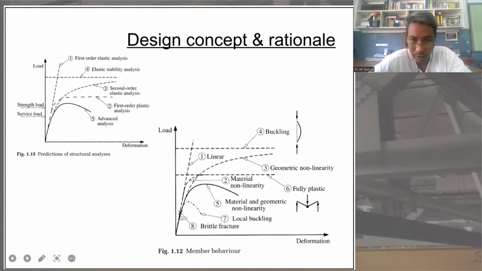Brittle fracture, we can use a linear, we can use any type, but stop at some point. Stop at the breaking point. Stop at the rupture point. So all of the analysis methods could predict brittle fracture, but stop at a specific deformation. Okay.